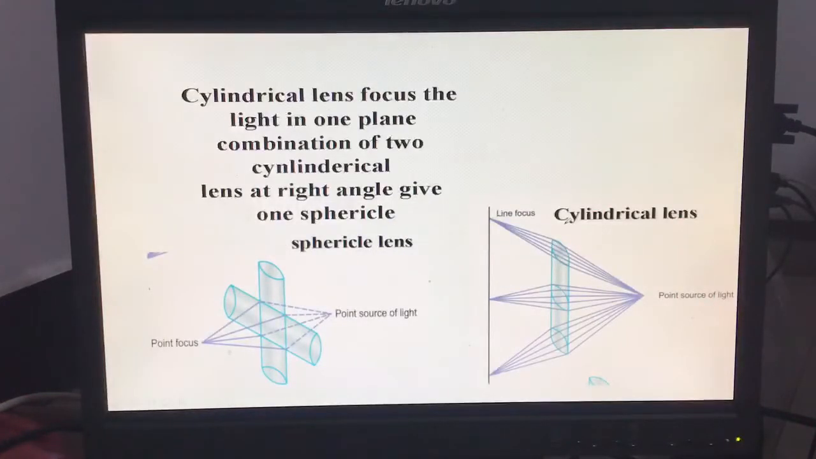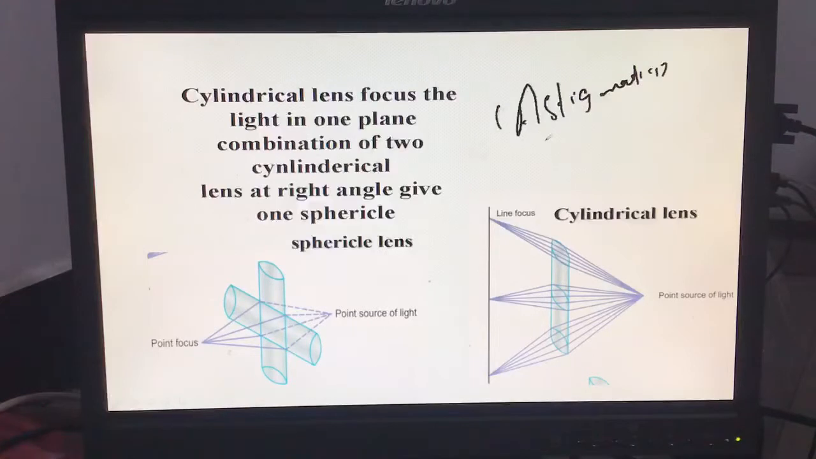So what's the concept here for the cylindrical lens? Cylindrical lens is a mixture of lenses. The cylindrical lens we use for one disease is known as astigmatism.